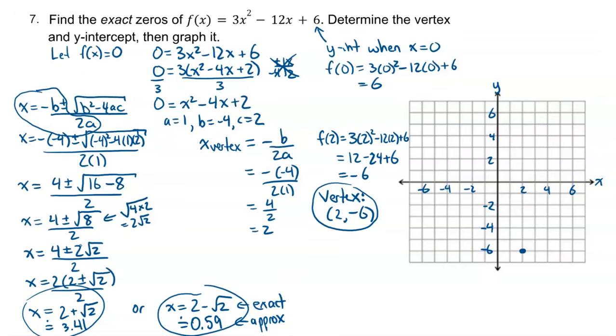Now I'm going to label the vertex, 2, negative 6. Then I'm going to label those two zeros. They were 0.59 and 3.41. And then I'm going to label the y-intercept up there at 6. Now because of symmetry, we know that the y value will be 6 also when x equals 4. That's because the vertex is at x equals 2, so the y values are going to be the same on both sides of that. So we draw our curve through those points, and we can label that with our function. That is the graphed function after finding all that we were asked.